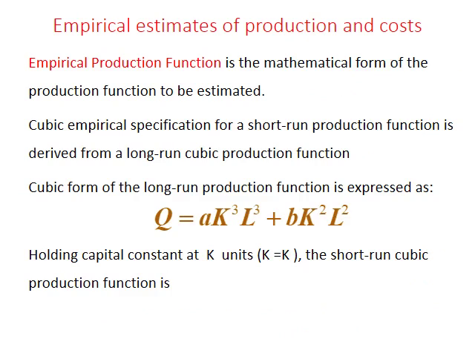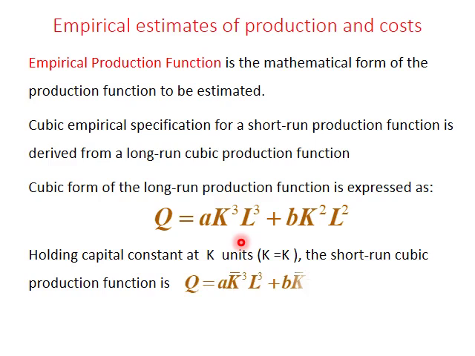This section is empirical estimates of production and costs. The empirical production function is a mathematical form of the production function which can estimate the quantity produced, where quantity is a function of the determinants, or the resources, we can say. This is a cubic empirical specification for the long-run production function, and we can get the short-run production function by making one input constant.